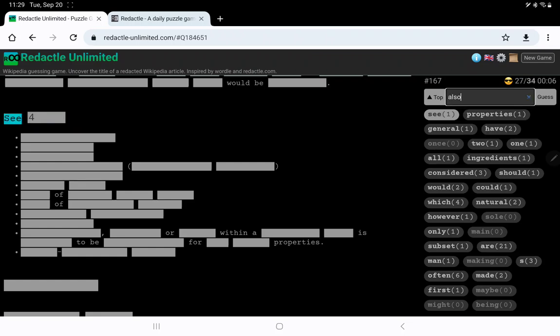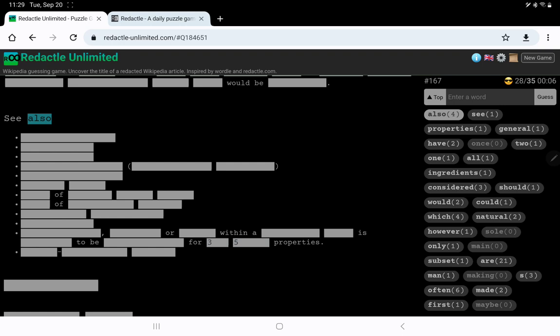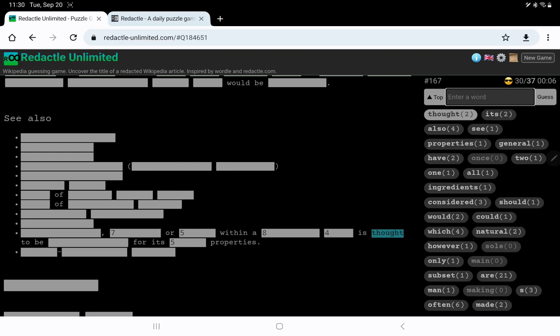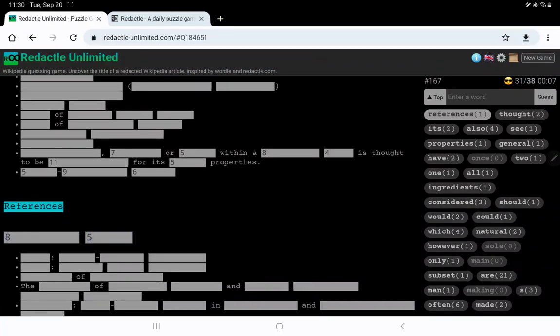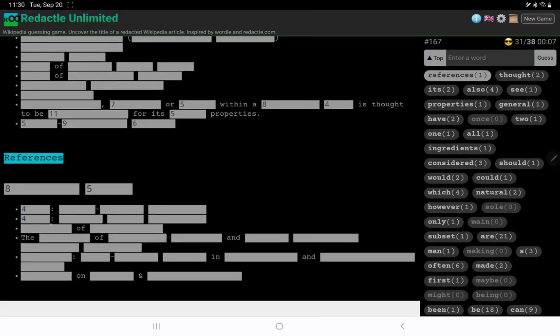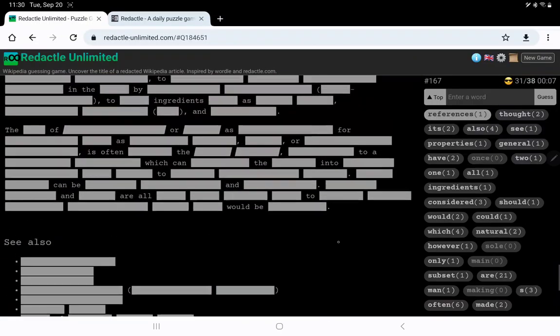Three, four looks like C also to be something for its something properties. Is a thought is within a 8, 4 is thought to be 11. I can't think of a 5-letter word before properties. And then references, external links. The 7 of 8, 7 and 6, 9. Okay. It's not a very long article.